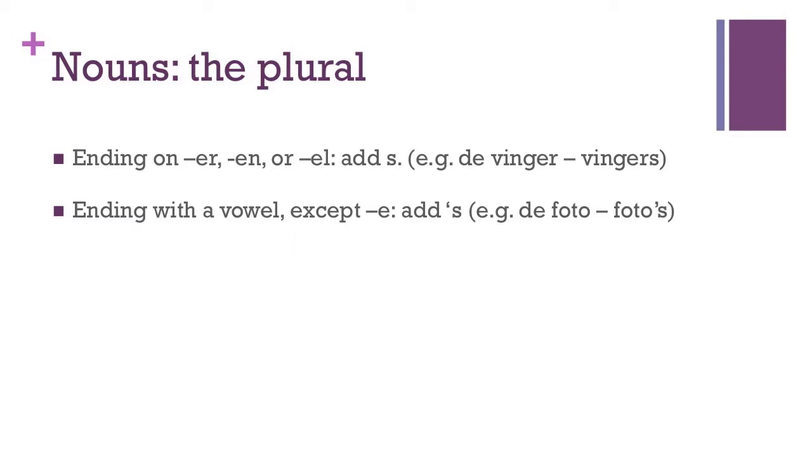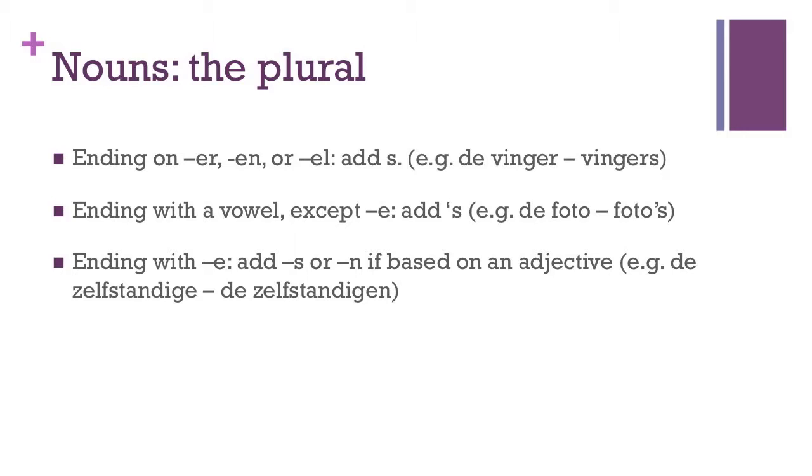If a word ends with a vowel, add apostrophe S. We can see foto's, plural, which is photos. Big surprise, it means photographs. However, if the noun ends with an E, normally you add an S, or an N if the noun is based on an adjective. For example, we've seen that the adjective independent means zelfstandig. The noun zelfstandige means a small business owner, so we add an N since the noun is based on an adjective. That's zelfstandigen.